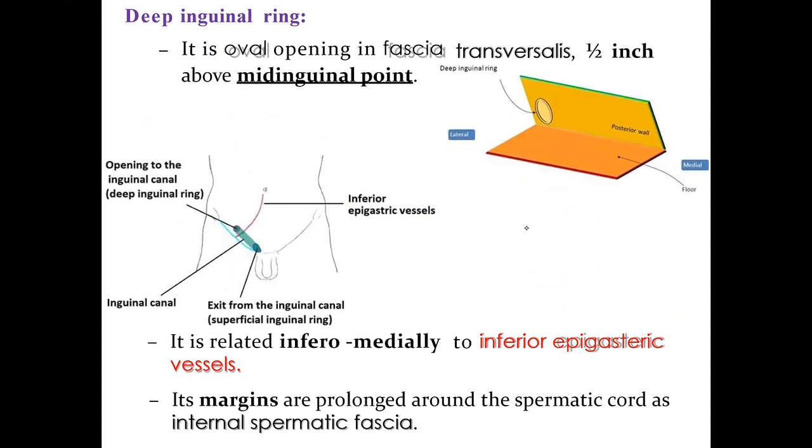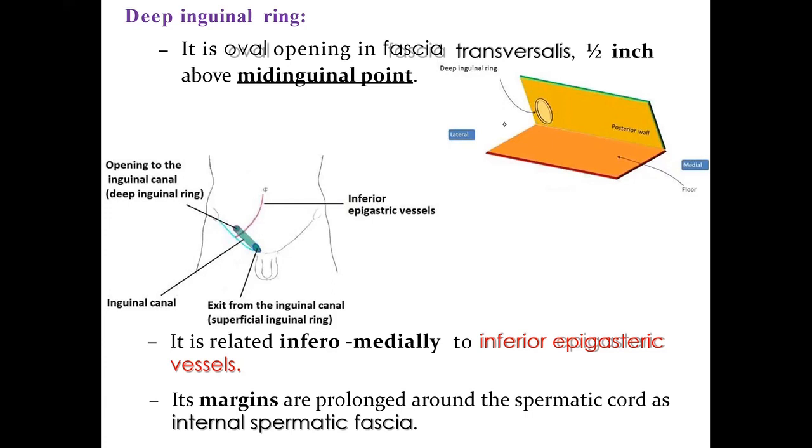The deep ring is an oval opening on the fascia transversalis, ½ inch above the mid-inguinal point. So you should know that when you are doing a clinical examination, there is what is called the deep ring occlusion test. For the deep ring occlusion test, you go ½ inch above the mid-inguinal point and occlude. So we use the mid-inguinal point to locate the deep ring.